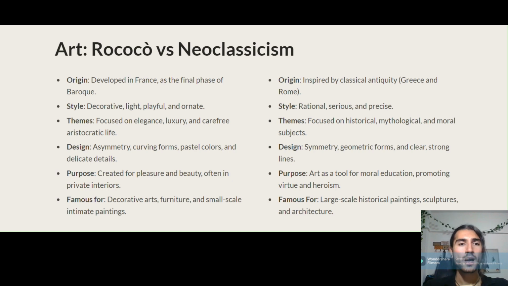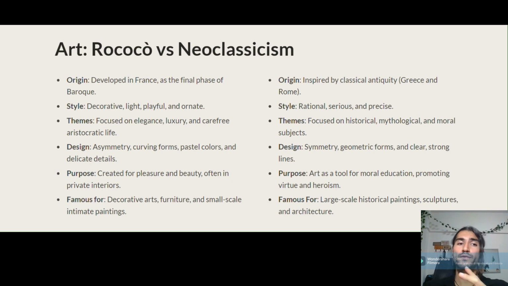Neoclassical artists wanted their work to reflect these ideals, with rational and balanced designs that were free from the emotional intensity of Baroque art. They emphasized geometrical perfection and great attention to detail. Neoclassical art often used themes from history and mythology, presenting examples of virtues, heroism, and morality. Art, in this sense, was not just beautiful, it also had an educational function.